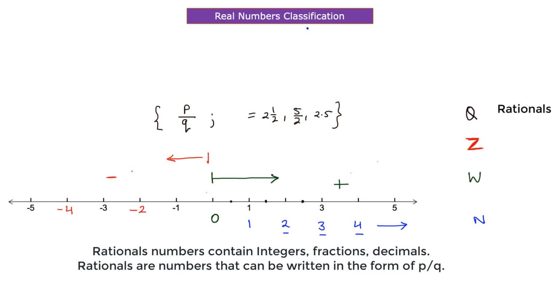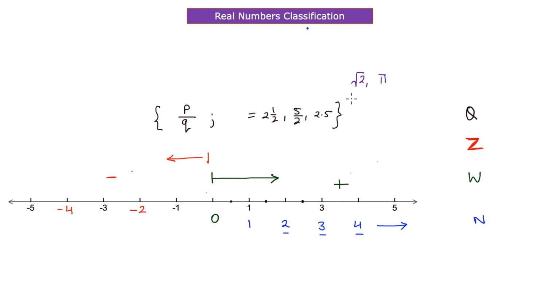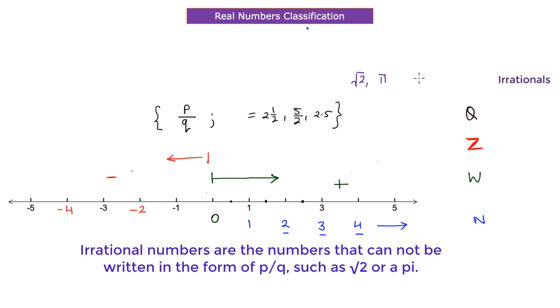But we said that, well, this is not good enough. We also want to talk about numbers such as square root of 2 or pi, all of these numbers. Well, then we define one more category of numbers. We sometimes write them as the complement of rationals, meaning these are irrational numbers, okay? So these are the numbers that cannot be written in the form of p/q. Whenever this kind of condition exists, we define them as irrationals.